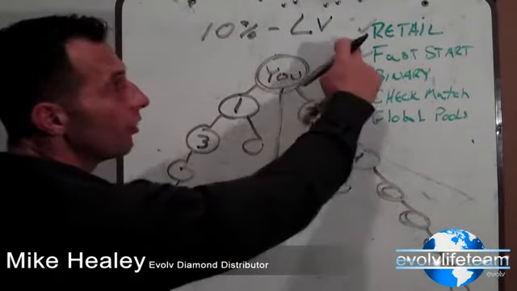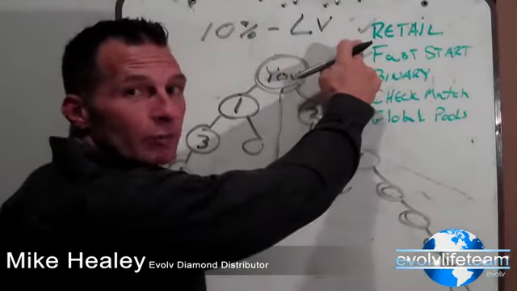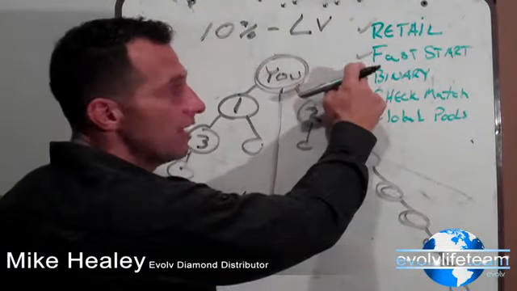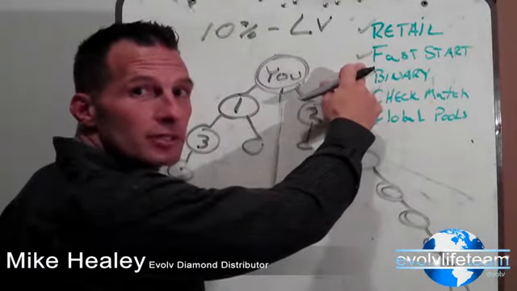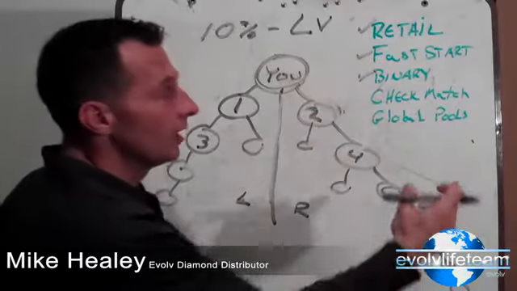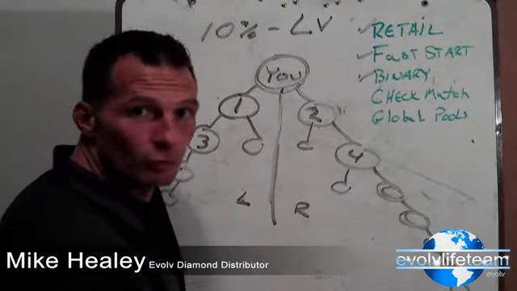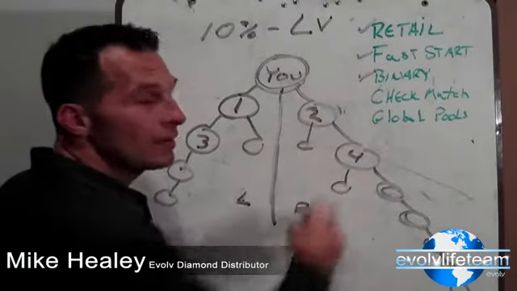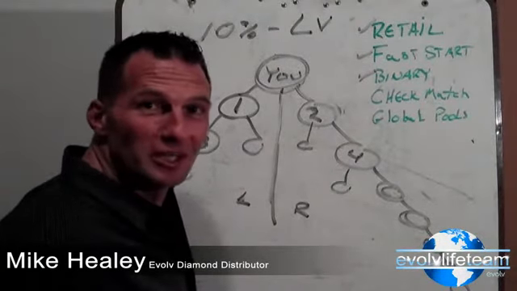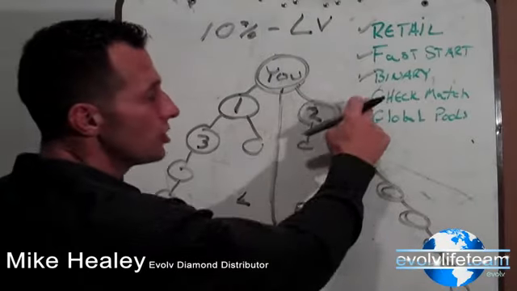So at first, you'll make the majority of your money on retail or customer sales. Then you'll sponsor a few people because you picked up some skills and made some fast start money. The binary is going, hey, congratulations for getting a sales force going, building a team. The check match lets you know you're the real deal, and that's where you make the bulk of your check.